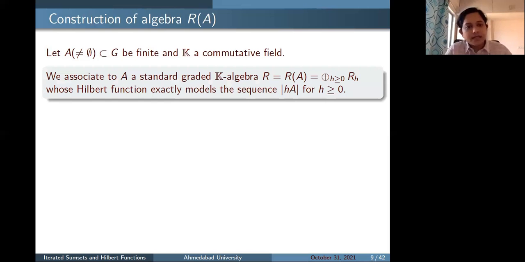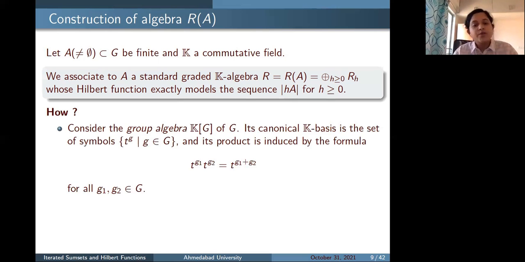Now let's see, if I have a group, and let's say I have a non-empty finite subset A of the group, and I have a field K, then how can I construct a standard graded algebra so that its Hilbert function is the cardinality of hA? Now let's see how to do that.